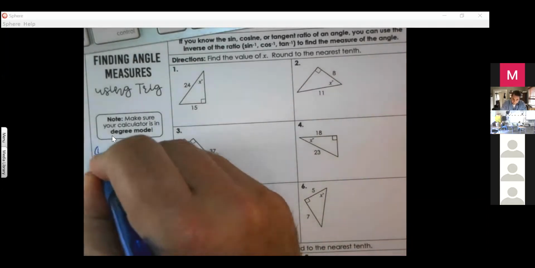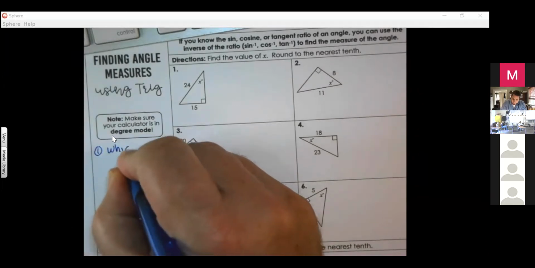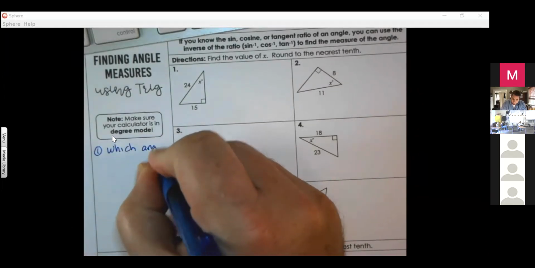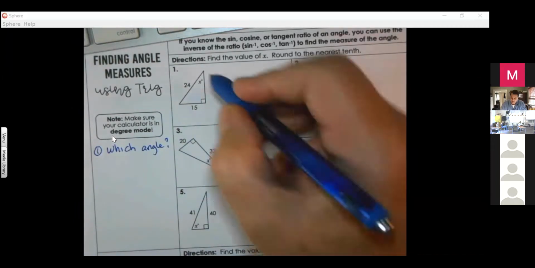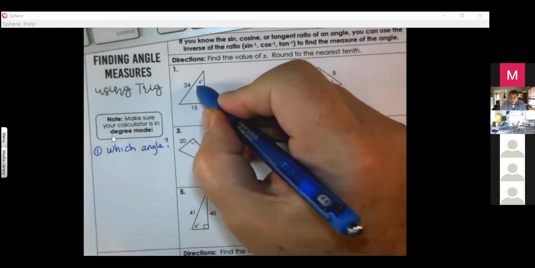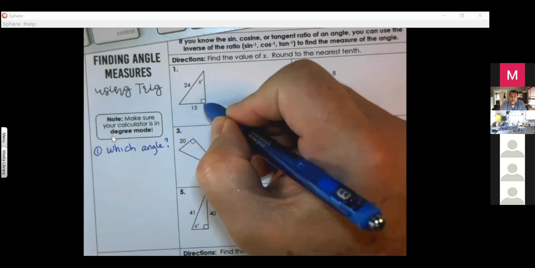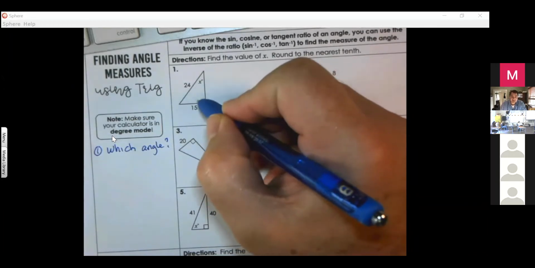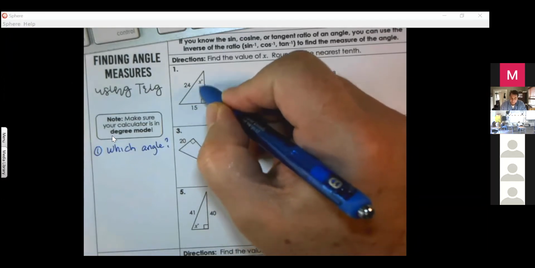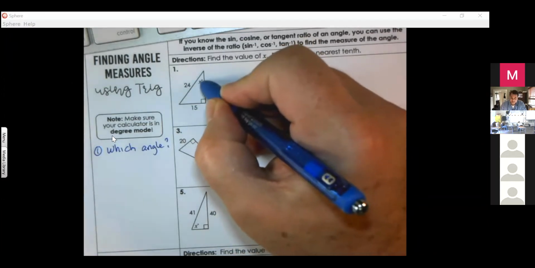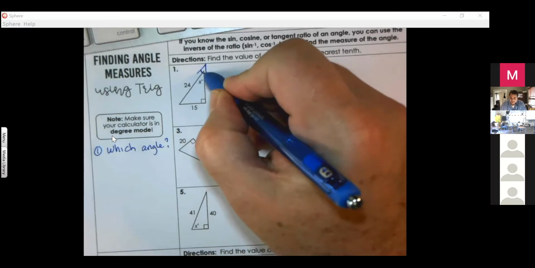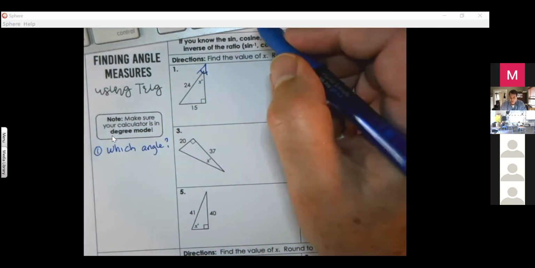Step one is which angle. And again, we see that we've only got one angle other than the right angle. We're not interested in the right angle beyond knowing that there is a right angle. We have to have right angles to do this stuff. But what we're interested in is the other angle. In this case, it's an x. So that's my eyeball. That's the perspective I'm looking from.